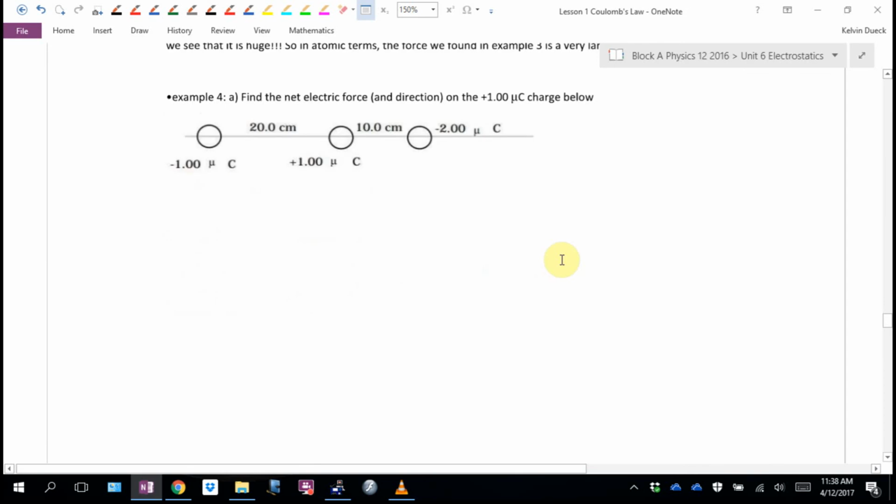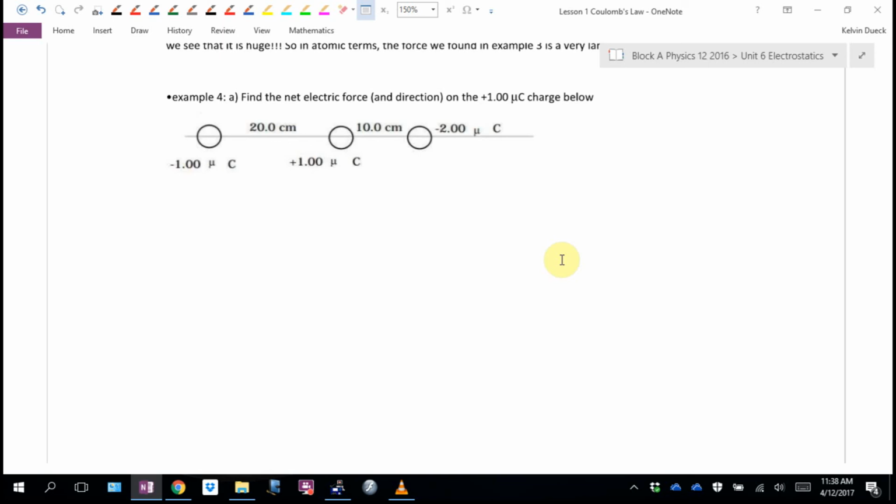I like example 4. Example 4 is a nice question. Example 4 says, find the net electric force, magnitude and direction, on the 1 coulomb charge.